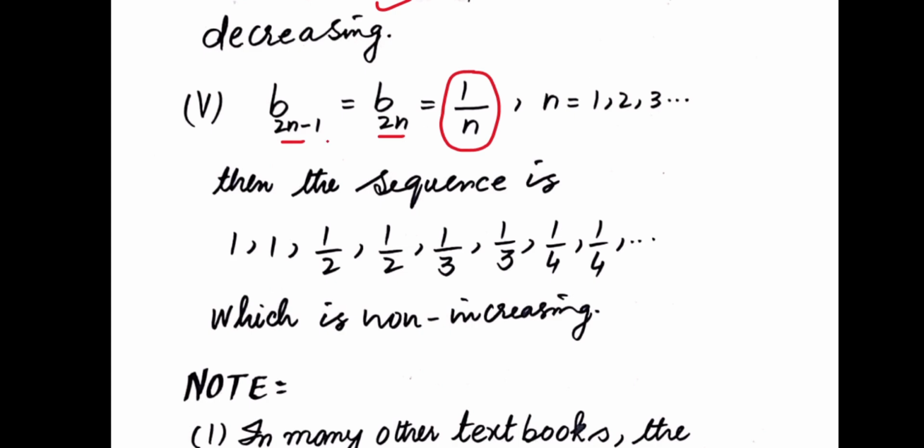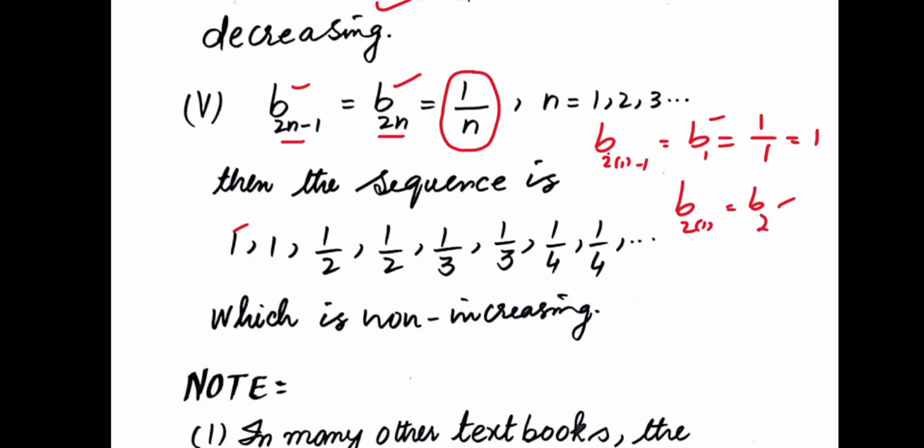So if you put n equal to 1, this becomes 2 into 1 minus 1, that is b1. This gives the first term, and by the formula 1 over 1, it is equal to 1. So the first term is 1. When you put n equal to 1 here, this gives 2 into 1, that is b2. This represents the second term, and which is equal to, by putting n equal to 1 here, again 1 over 1. So I have formed this sequence in such a way that every term at an even position or odd position is the same, and it is given by the formula 1 over n. So this is a non-increasing sequence. You can see every next term is either less than or equal to the previous term.